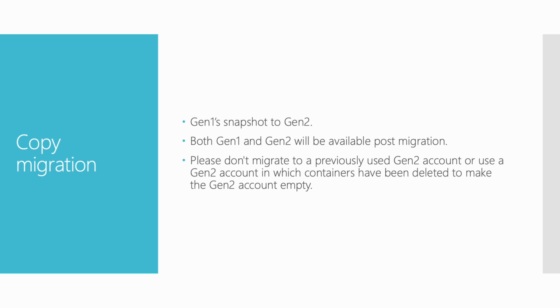Post copy migration, both Gen1 and Gen2 will be available because this is just a snapshot copy. So Gen1 is as is, and Gen2 now has your snapshot. But you have to note that after the snapshot, if you write more on the Gen1 account, then obviously there is a mismatch on the snapshot which you just took, and Gen1 has that delta extra data post migration, right?